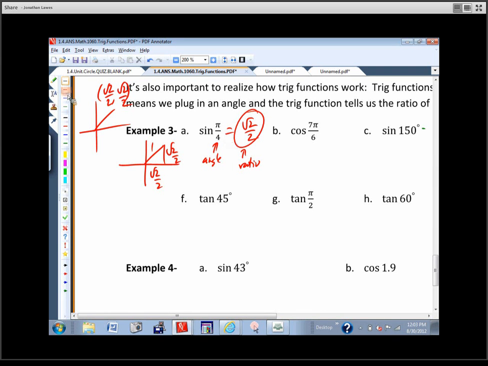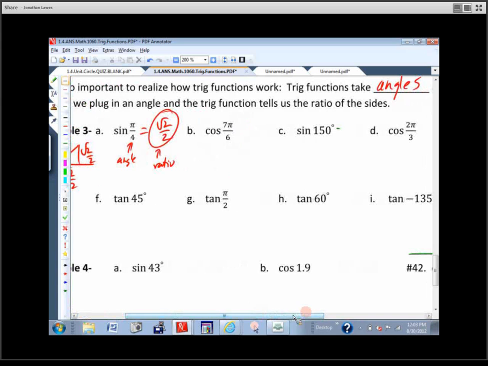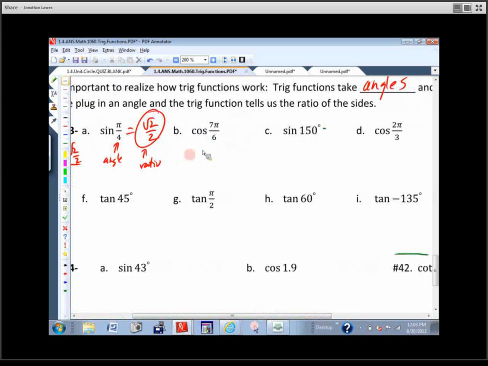So let's take a look at the next one. This is the cosine of 7 pi 6. So I'm going to do the same thing. I'm going to think or draw 7 pi 6. That's why you've got to know where these are. This is 1. This is the short side, so this is 1/2, and this is the long leg. This is radical 3 over 2. So take a good look at that.